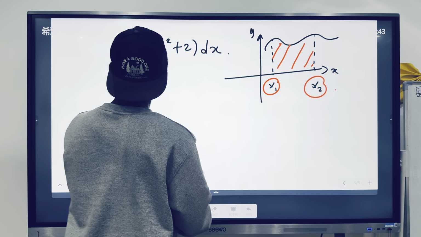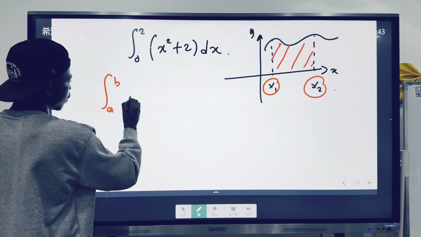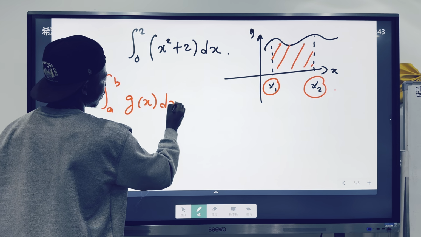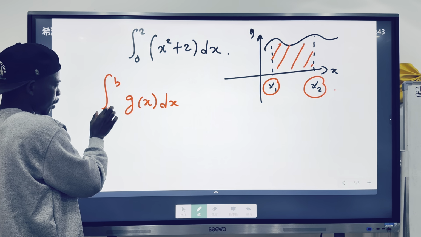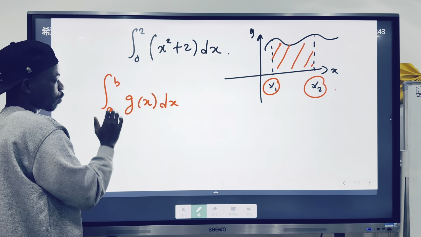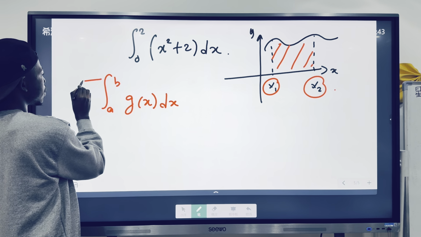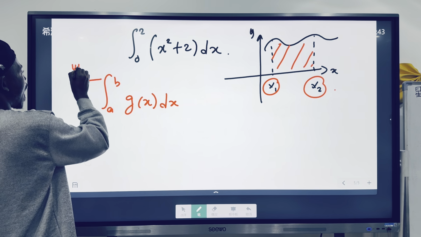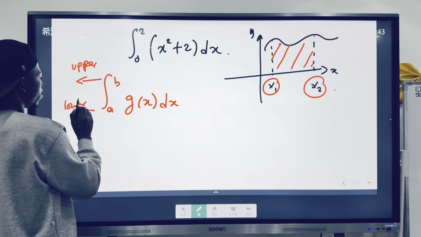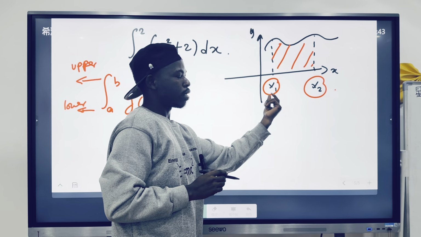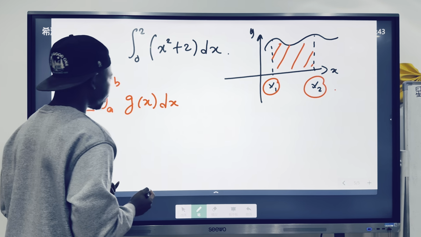So every time you have the integral from a to b of g of x dx, you are trying to find the area of this function g of x between the limits a and b. So you're finding the area between the graph and the x-axis. We call the b value the upper limit, the upper bound. We call this the lower bound, the lower limit. So the lower value is the lower limit. The higher value is the upper limit.